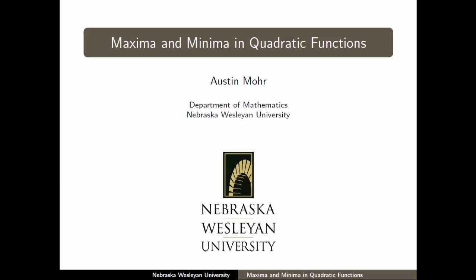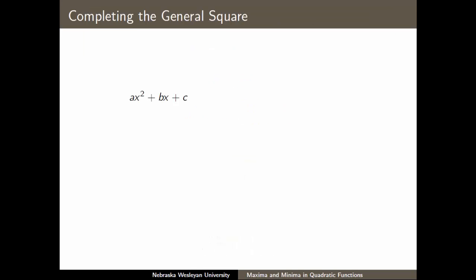An important feature of quadratic functions is that their vertex represents a unique maximum or minimum point, depending on whether the parabola opens downward or upward. In applications, these extreme values are typically important, so we want a way to be able to find these. Let's begin with a typical quadratic in general form.